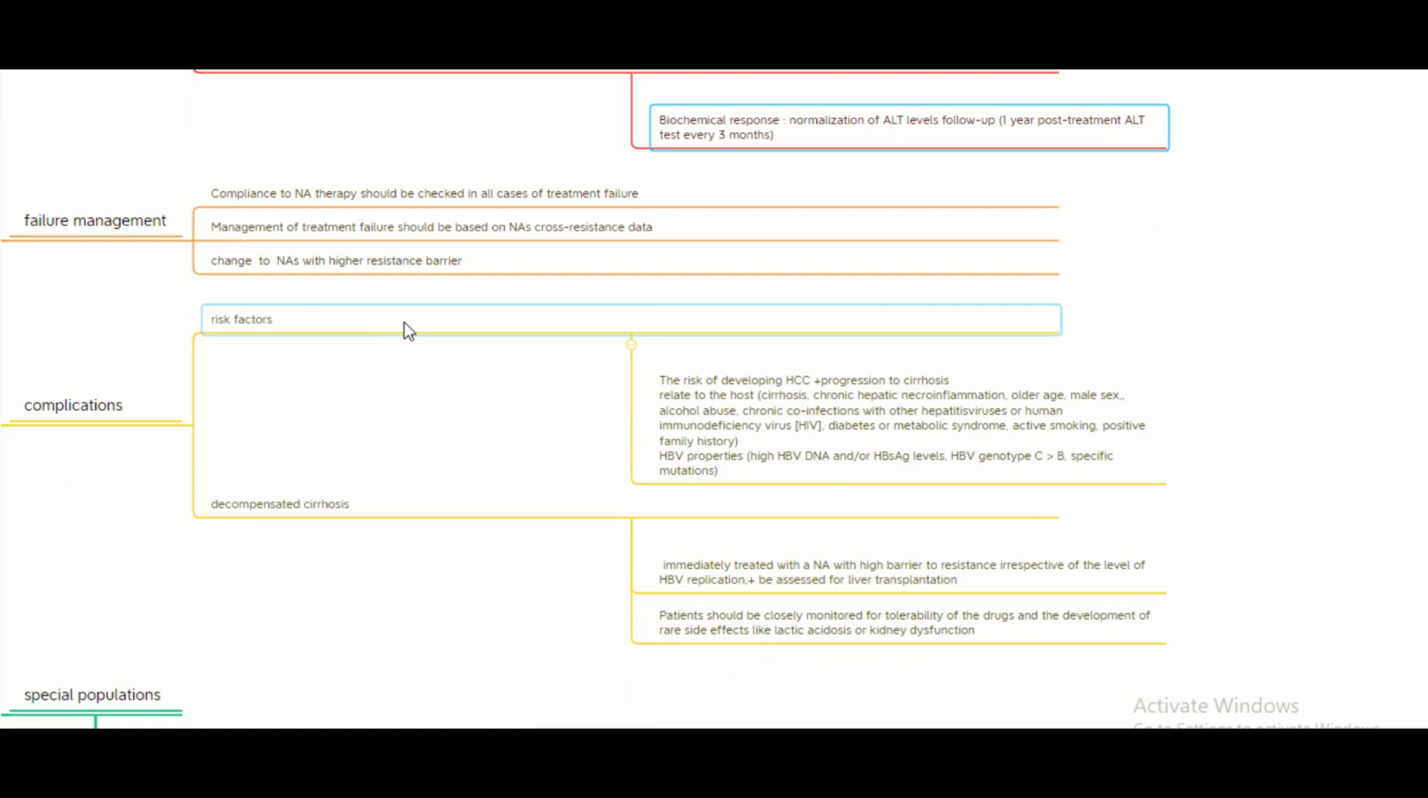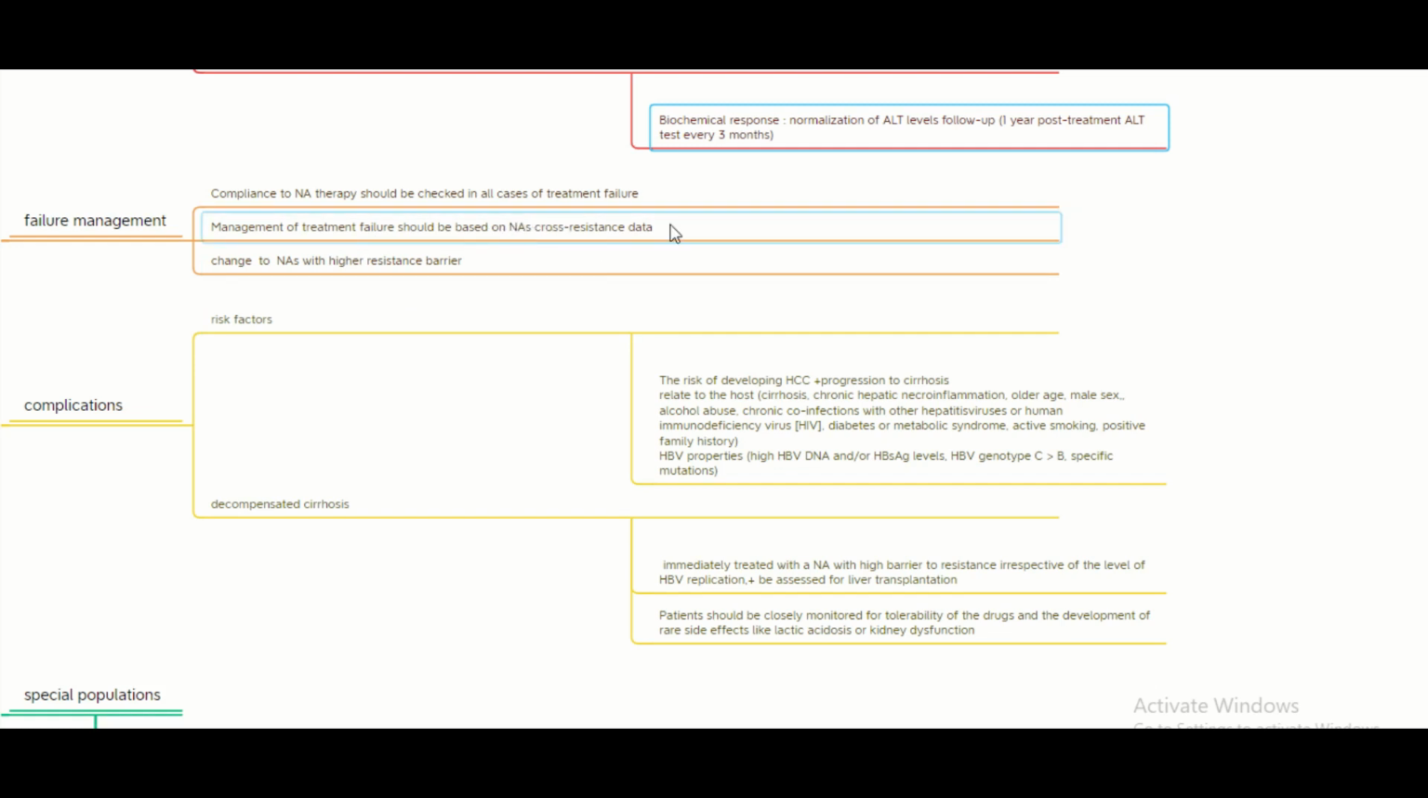How do we manage a virological failure? We should first of all check for NA compliance. This compliance should be checked by asking the patient, and there are a lot of scales and psychological tests that we can ask the patient to answer, which can give us a score that predicts the probability of this patient actually being on the drug or not. These can be found on the site for HIV management, and they are the same for HBV treatment.